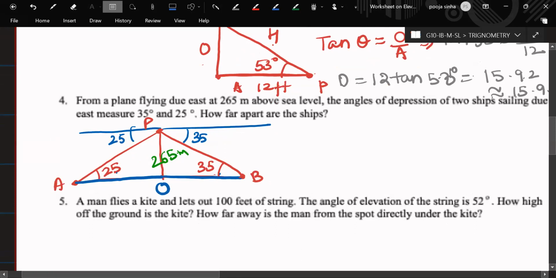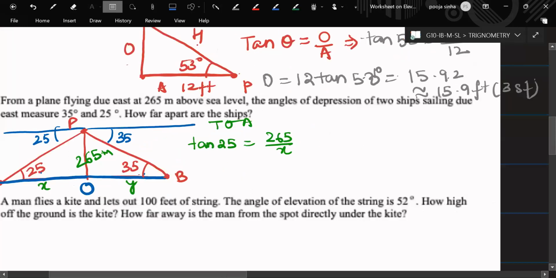So what are we supposed to use here in each triangle? SOH CAH TOA, what is it? Tan, TOA, right? In both. So for the first one, I'll write tan 25 degrees is equal to opposite upon adjacent, right? Can I call this x and this y, just for easy calculation? Yeah. So it is opposite, which is 265 upon x.